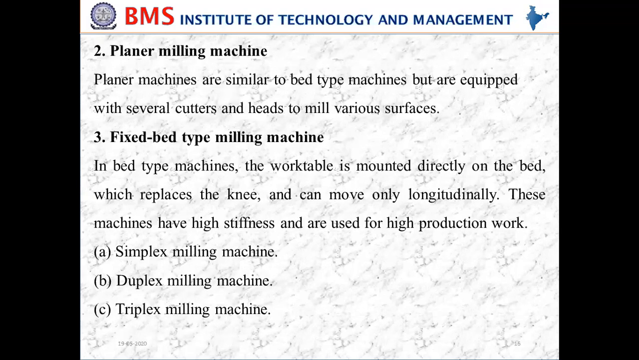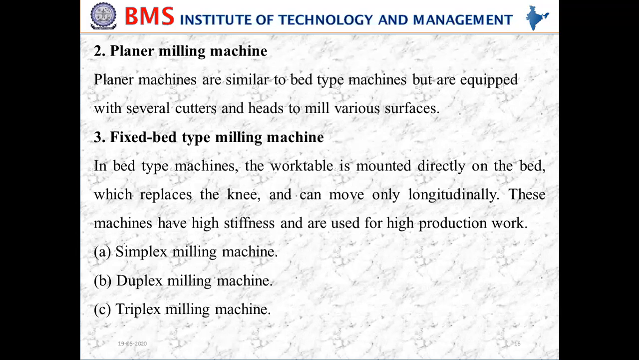And planer milling machine. Planer milling machines are similar to the bed type machines, but are equipped with several cutters and heads to mill various surfaces. And one more classification is the fixed bed type of milling machines.